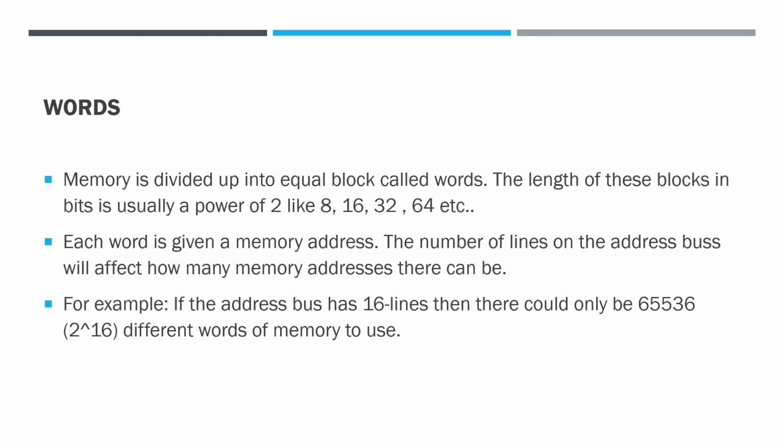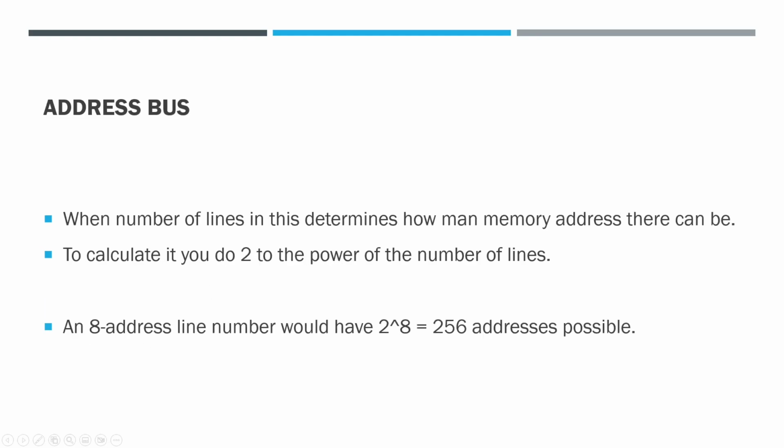Because if it's only got a 16-line bus, then essentially you've got 16 bits to use as a memory address. And 16 bits only has 65,536 different combinations. So you can't have more memory addresses than that, because how would you say which memory address it is? You only have 16 bits to allocate a different address to each one. So that number is calculated by doing 2 to the power of 16. So there you go.